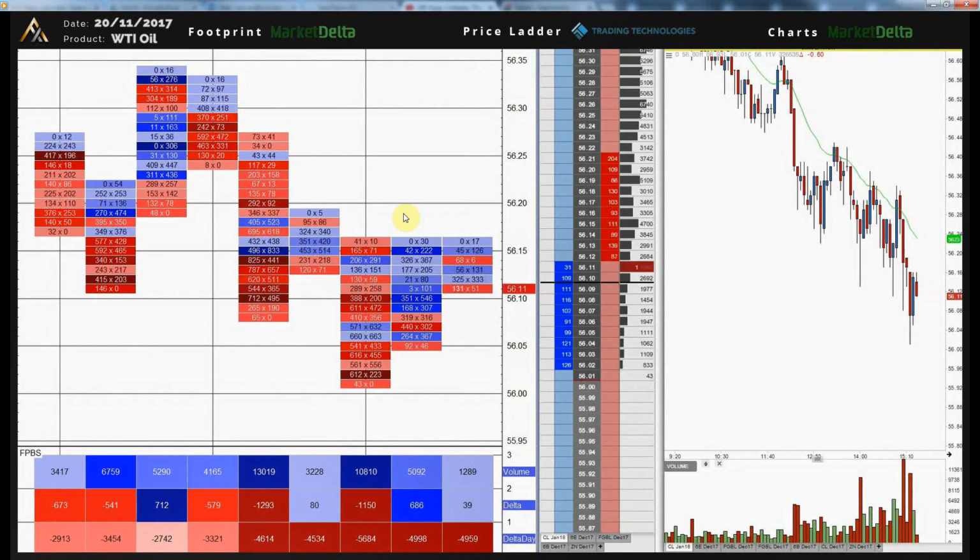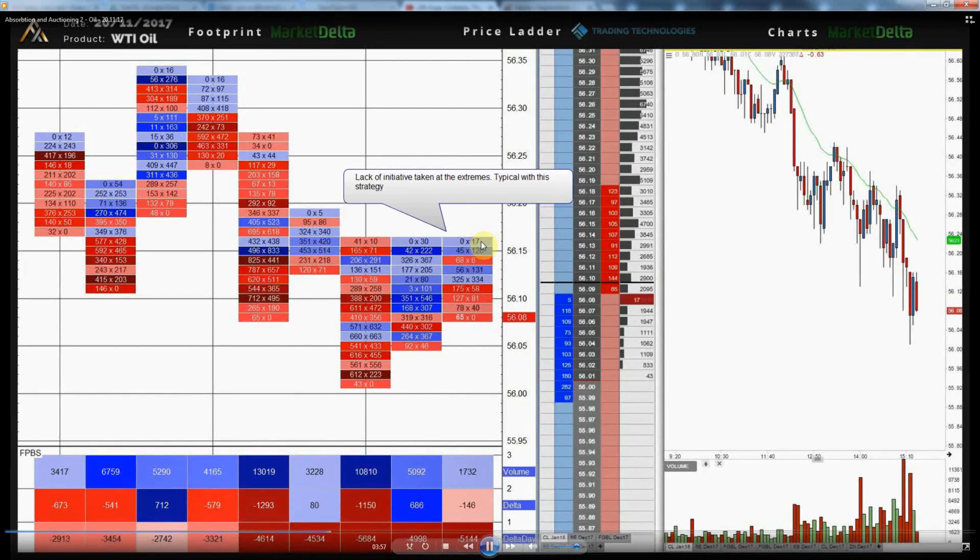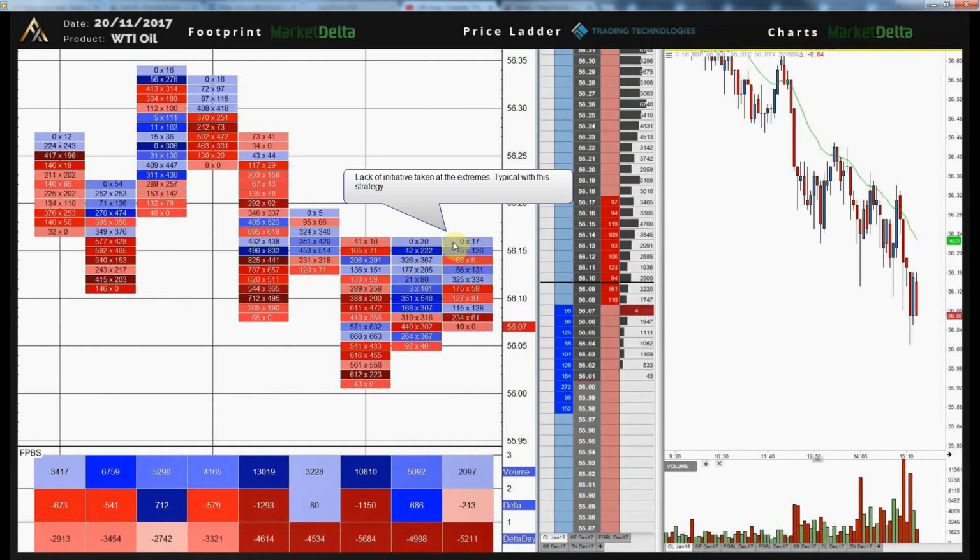Now, what is very interesting and important to note is we do have the inside candle. So we can see this is variation number 2 of the strategy. We've got this inside candle now, formed inside of the previous candle. Do note what we're seeing at the extremes: 41 by 10, 0 by 30, 0 by 17. So this is telling us there is a real reluctance to initiate above this price point 16. We can see it not just once, not just twice, but now a third time, buyers are not willing to initiate above price point 56.16.